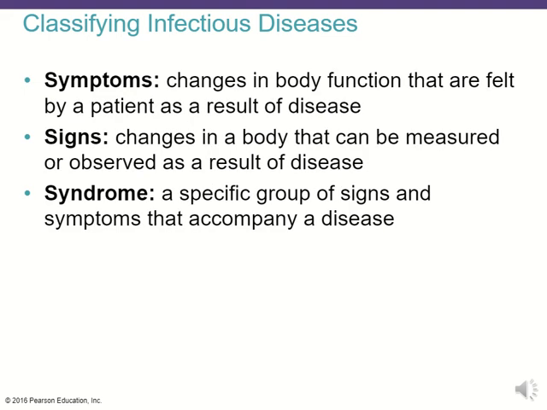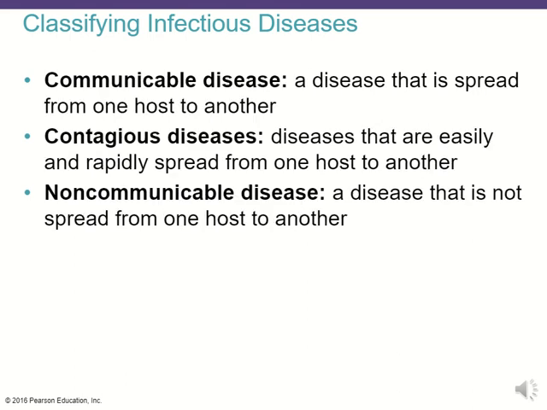Now, in the case of classifying infectious diseases, there are a few ways. One of them is by the symptoms, or the changes in typical body function that are felt by a patient as a result of a disease, such as an increase in temperature or a fever, or weakened energy. There are signs, which are changes in the body that can be measured or observed as a result of a disease. And then there is a syndrome, which is a specific group of signs and symptoms that accompany a particular disease.